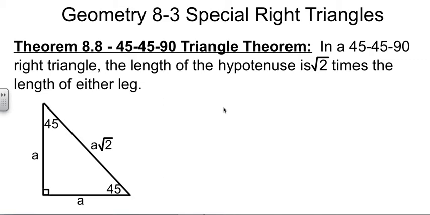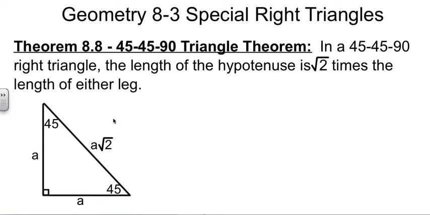The first one is the 45-45-90 triangle. You can see we've got two 45-degree angles. That means we have two congruent sides. We're talking about an isosceles right triangle here. The length of the hypotenuse is the square root of 2 times the length of either of the two legs, because they're the same. It wouldn't matter which one you picked.